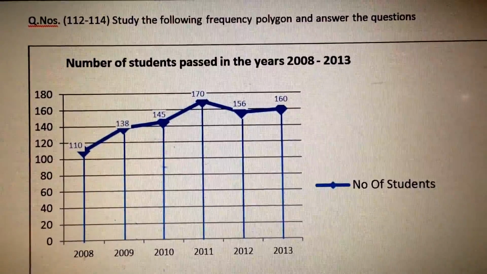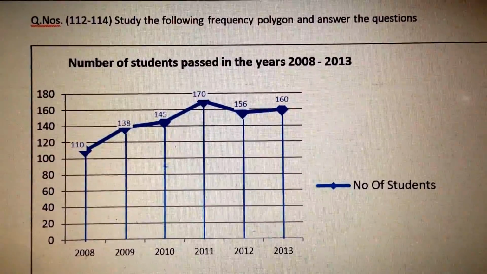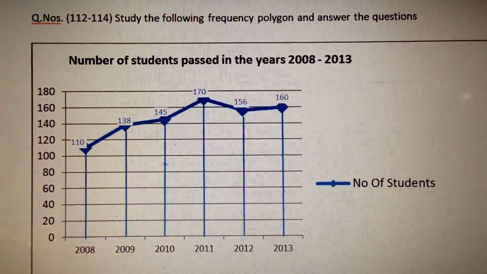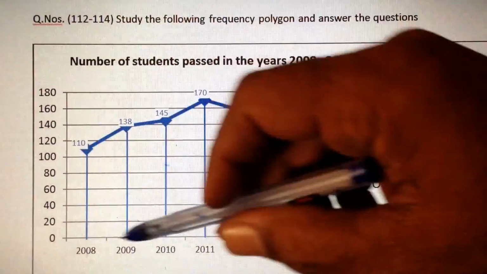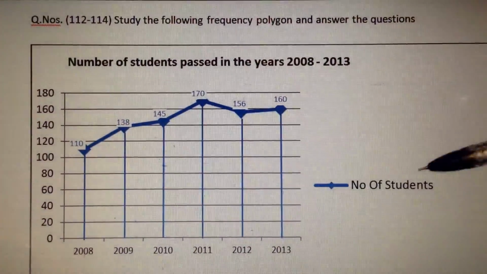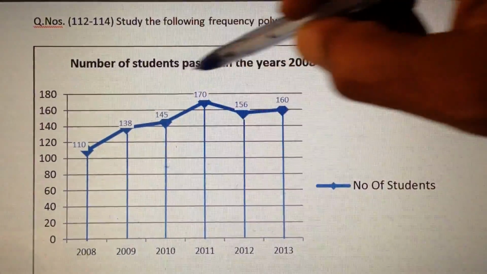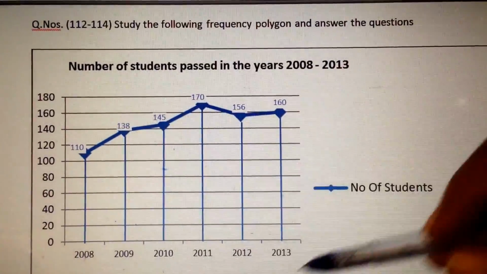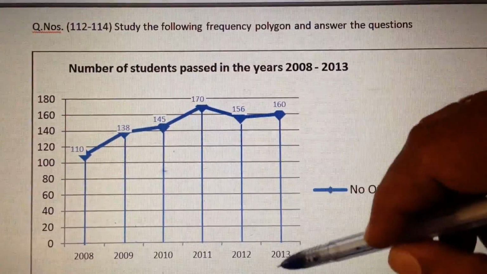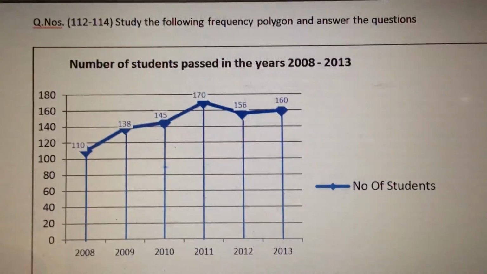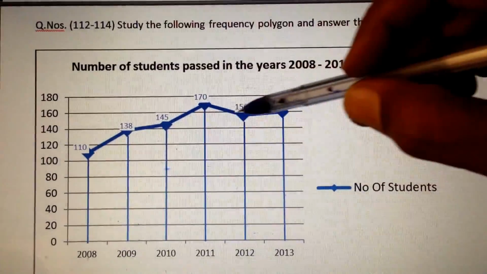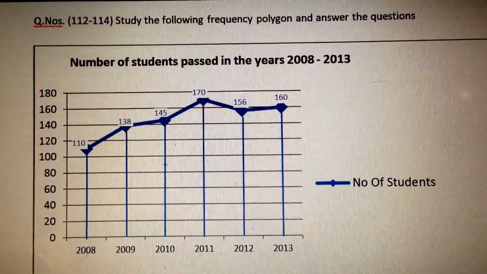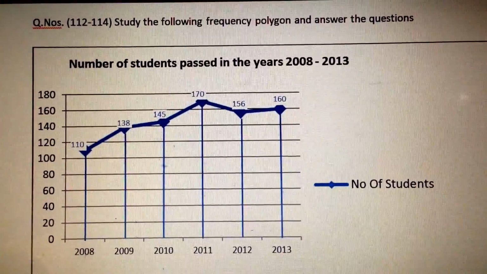Questions from 112 to 114 are data interpretation questions. Study the following frequency polygon and answer the questions given. Here a polygon is given. The number of students passed in the years 2008 to 2013 are shown in the polygon. On x-axis year and on y-axis number of students passed is given. Now based on this polygon, we have to answer the questions given below. Let us try to solve the problems.